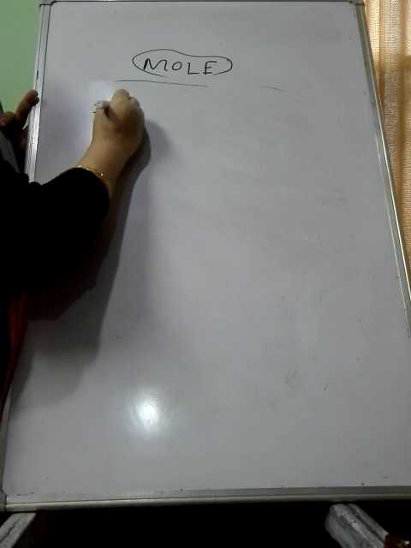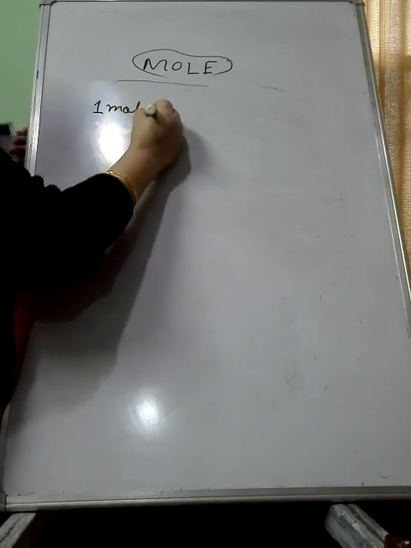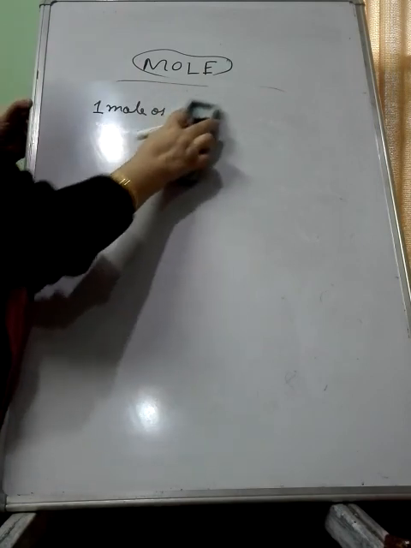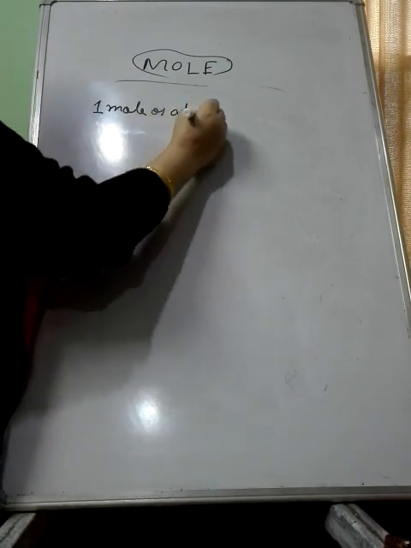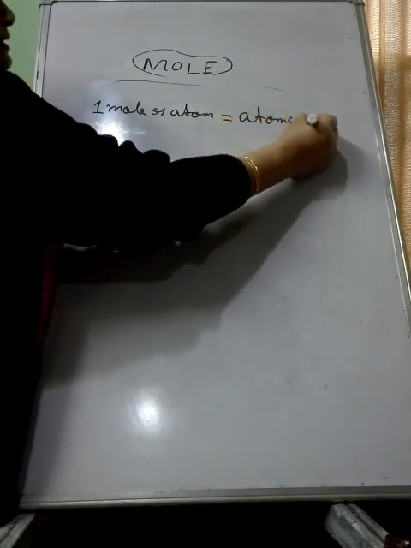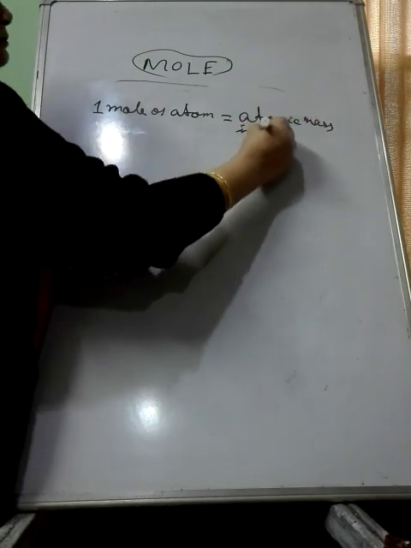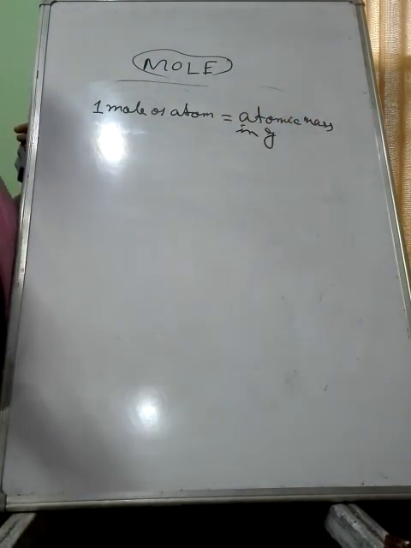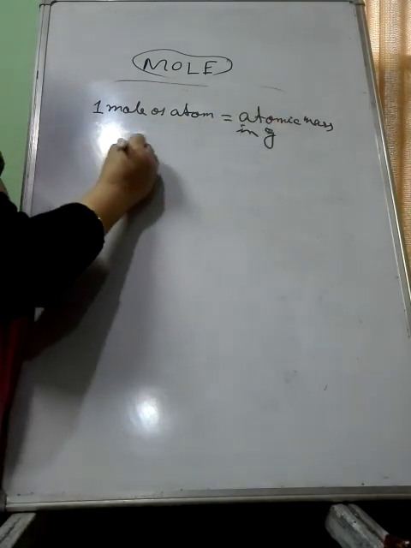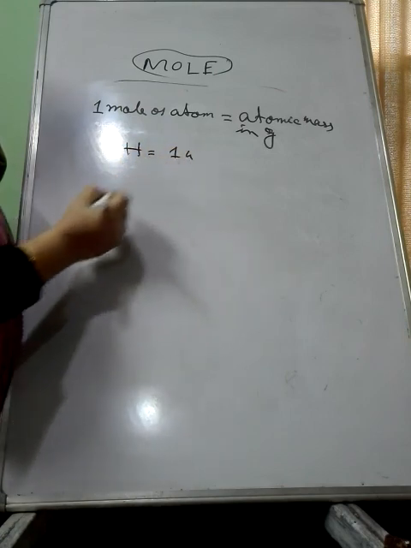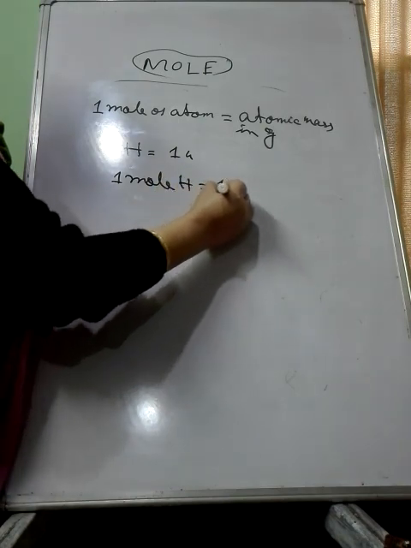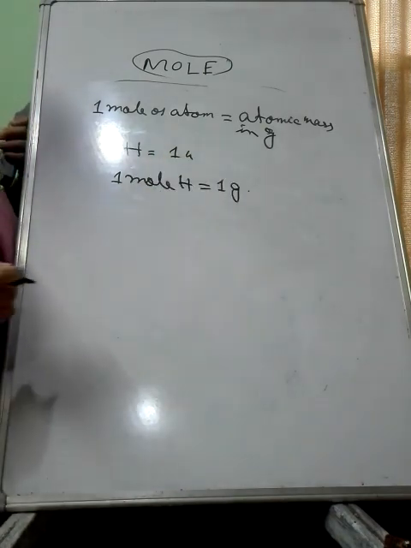1 mole of any atom is equal to its atomic mass in gram. You know atomic mass, we write the unit U, but here the value will be in gram. Suppose hydrogen, what is the atomic mass of hydrogen? 1 U. That means 1 mole of hydrogen equals 1 gram.